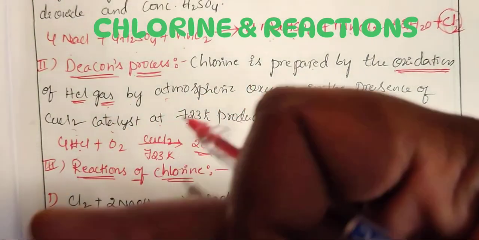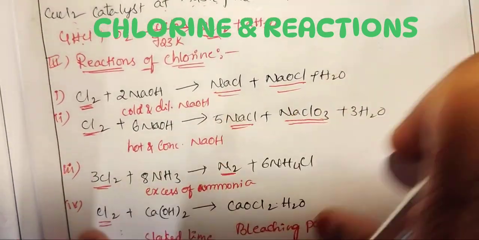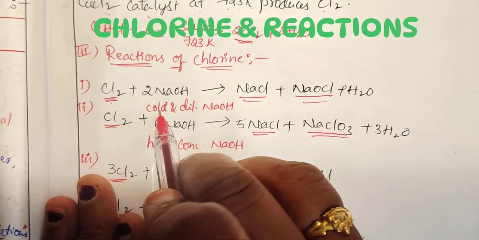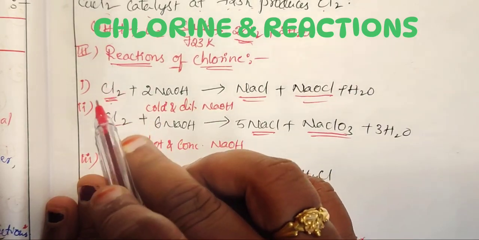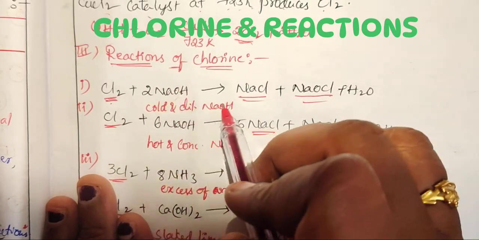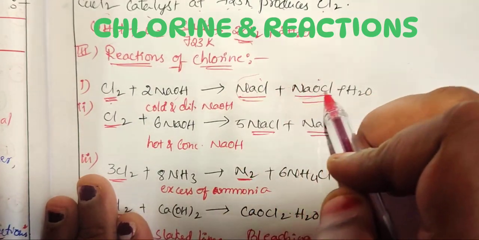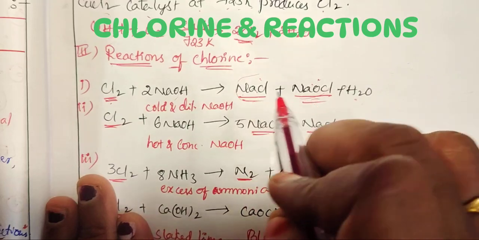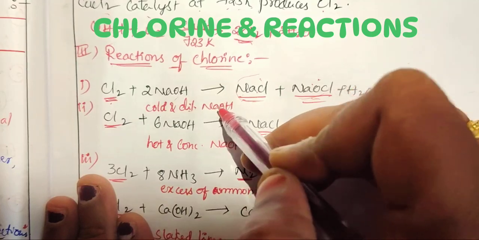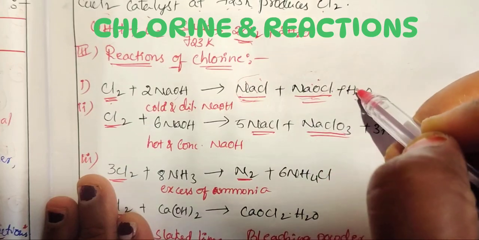From the laboratory process and from Deacon's process. Finally we can see what types of reactions are undergone by chlorine. First, the reaction of chlorine with cold dilute NaOH, sodium hydroxide. It will give NaCl along with NaOCl, sodium chloride and sodium hypochlorite, along with water. These two are major products. So when chlorine reacts with cold dilute NaOH, it produces NaCl, NaOCl along with water.